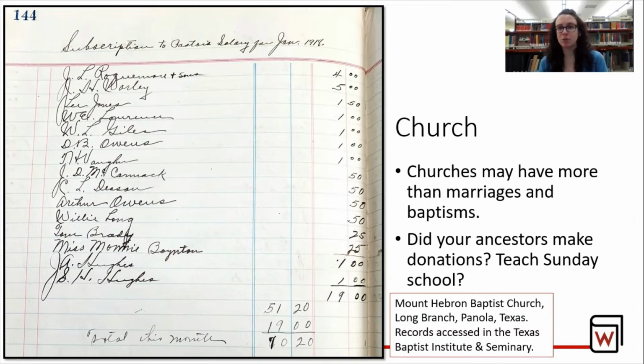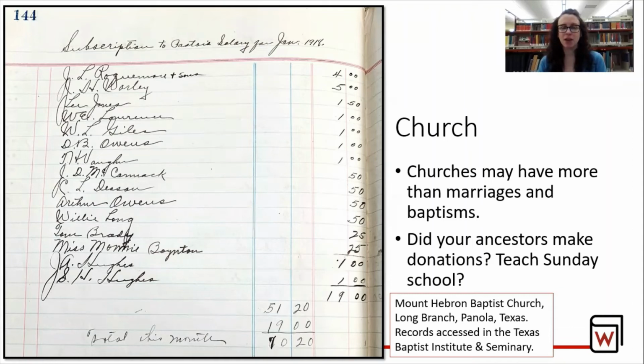Church records may also provide insight into your ancestor's life. Oftentimes they contain more than just marriages and baptisms. Did your ancestor make donations to the church or teach Sunday school? Here's a record from the Mount Hebron Baptist Church that lists J.L. Rockmore as someone who was subscribing to pay for the pastor's salary. So he was making a regular monthly donation to help support the pastor coming to their church.